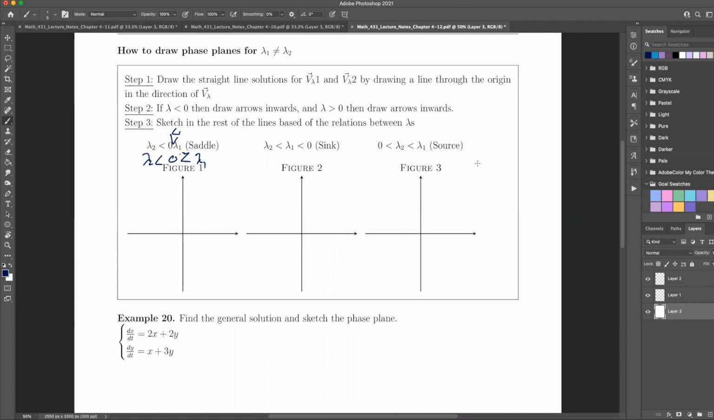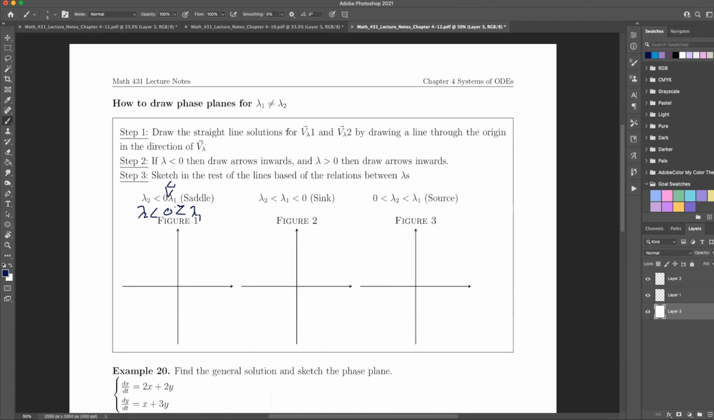Okay, so how to draw the phase planes for when lambda 1 does not equal lambda 2, and real. These need to be real. So you're going to draw your straight-line solutions: v lambda 1 and v lambda 2 through the origin. If the lambda is negative, you draw the arrows pointing inward, and if lambda is positive, we're going to draw them pointing outwards, and then sketch the rest of the lines based on that.